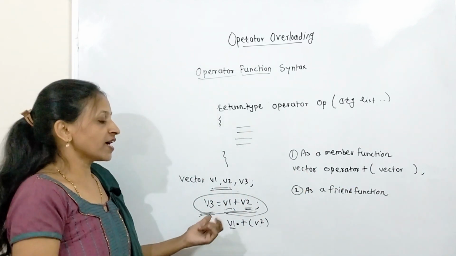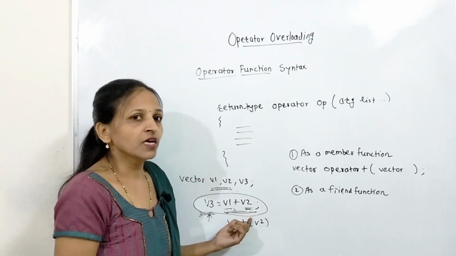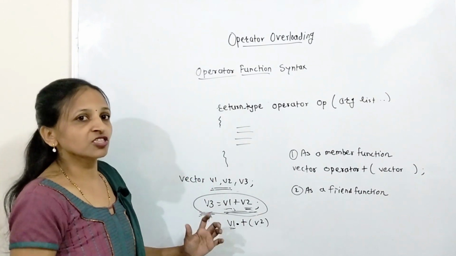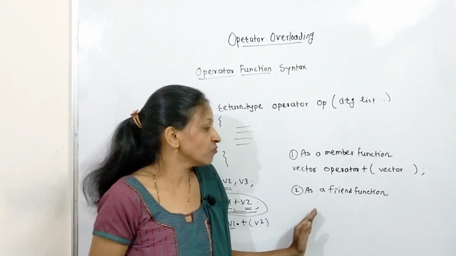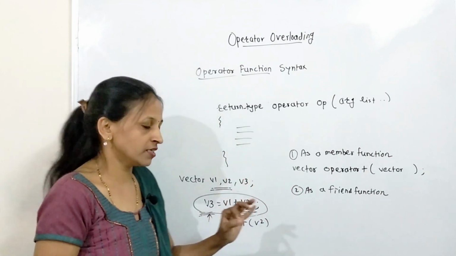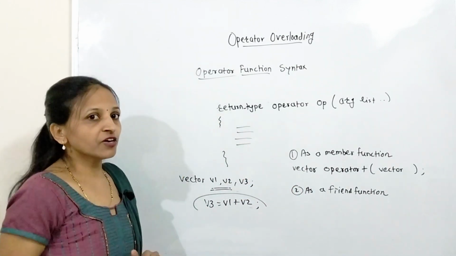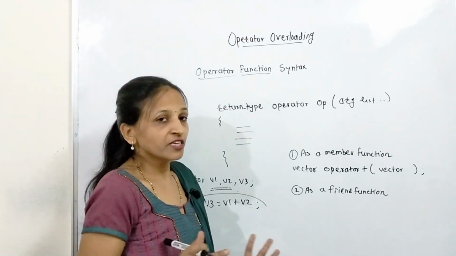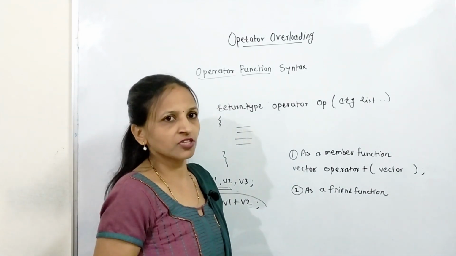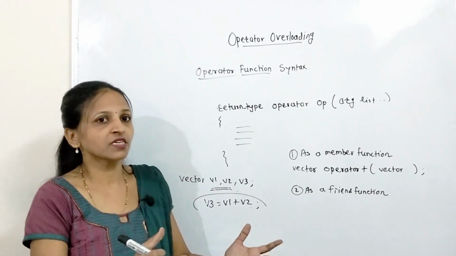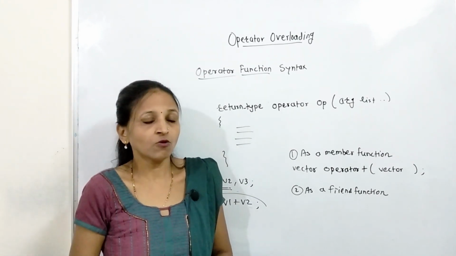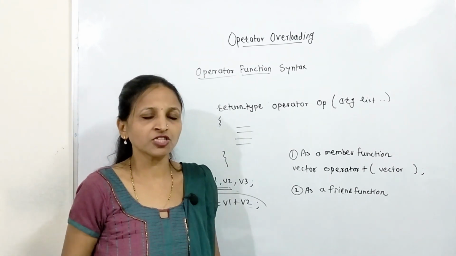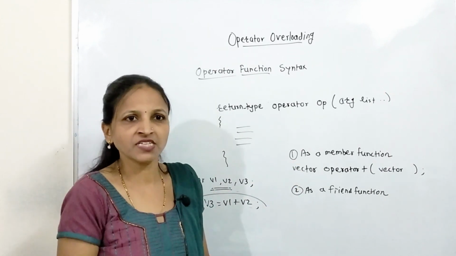Now suppose I just want to achieve the same thing and I want to write the operator function as a friend function, then what will be the syntax here? See, a friend function we will not call using object dot. That's why a friend function will be called as a normal function. We have already seen that friend function concept. How to call a friend function? Just like a normal function, means function name and in brackets we will pass arguments.